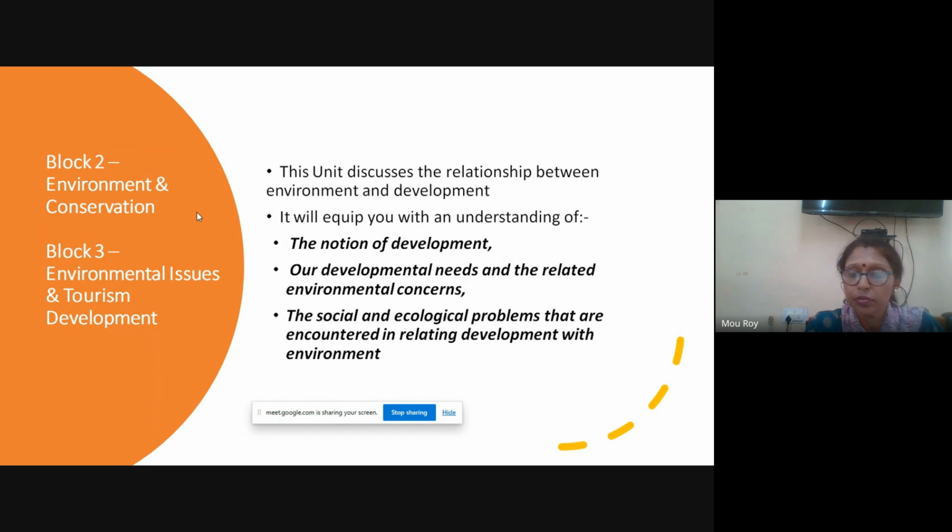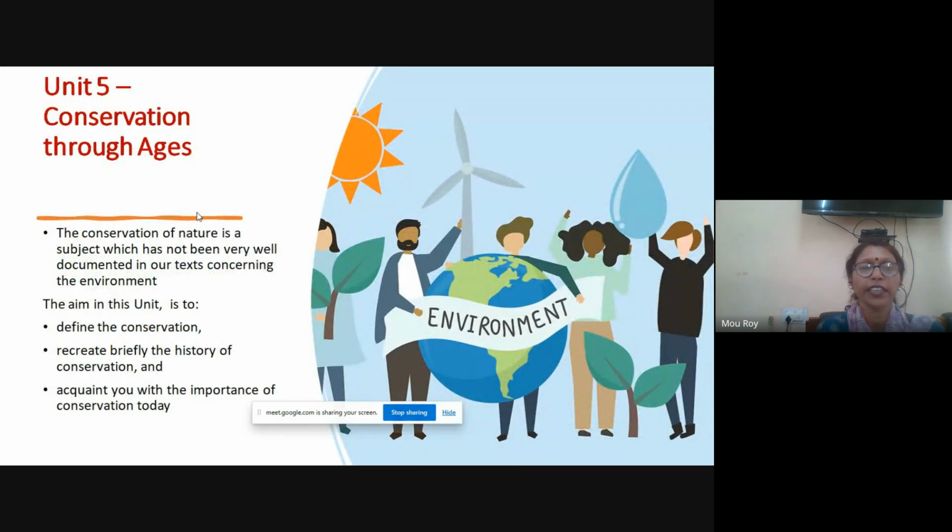So, moving ahead, Unit 5, Conservation Through Ages. Now, since we are talking about conservation, the conservation of nature is very important, and the thing is that it has not been well documented. But yes, this chapter would define what we mean by conservation, and especially how to briefly recreate the history of conservation, as well as acquaint you with the importance of conservation today.